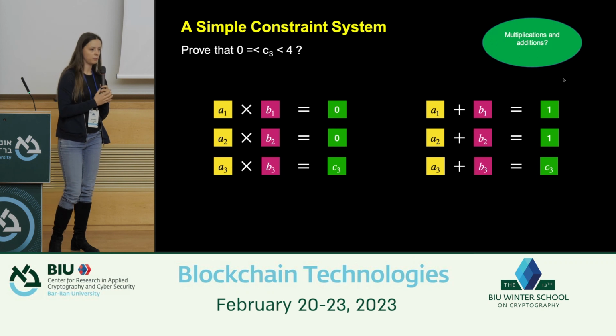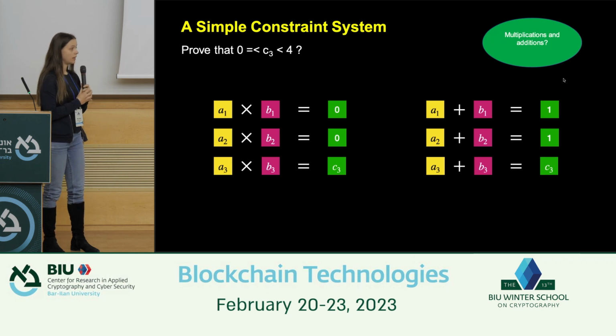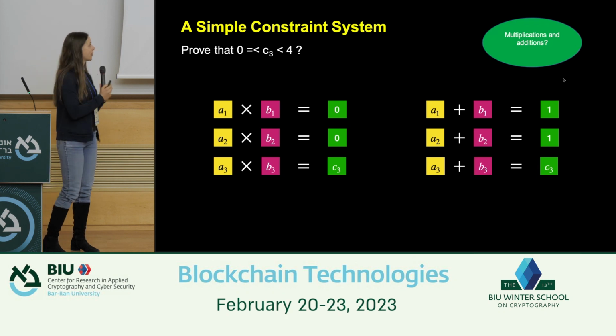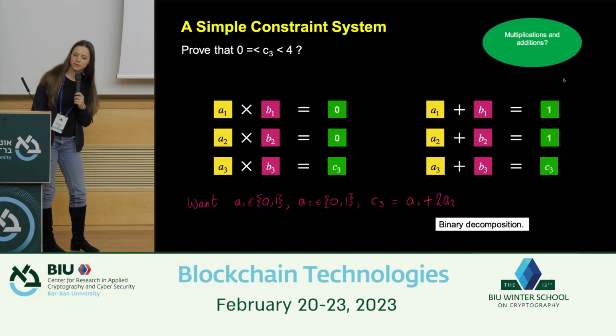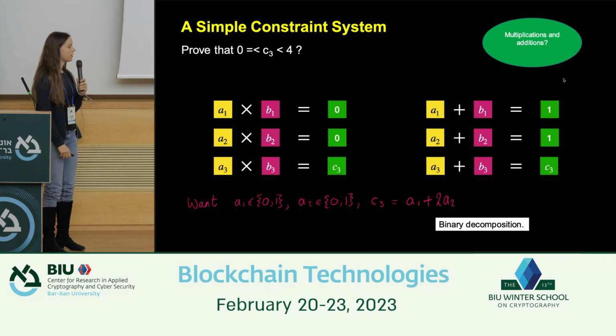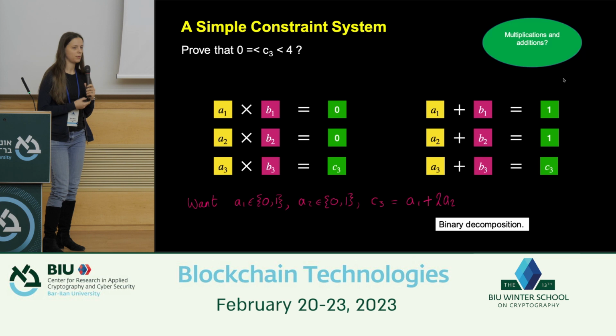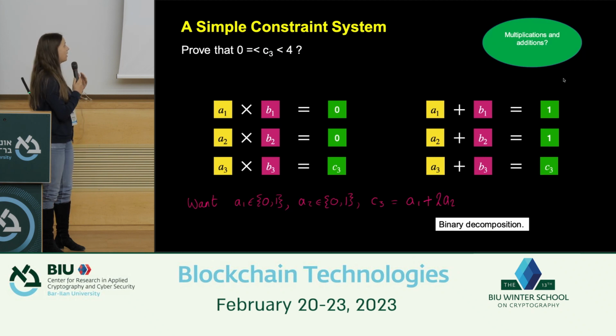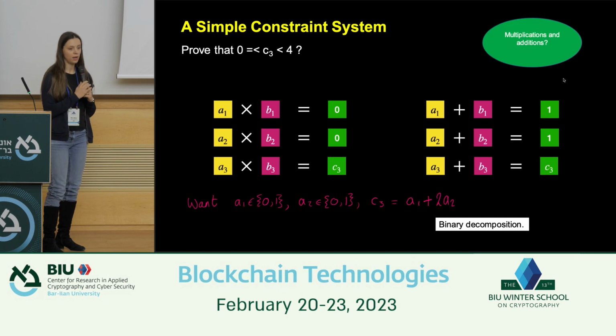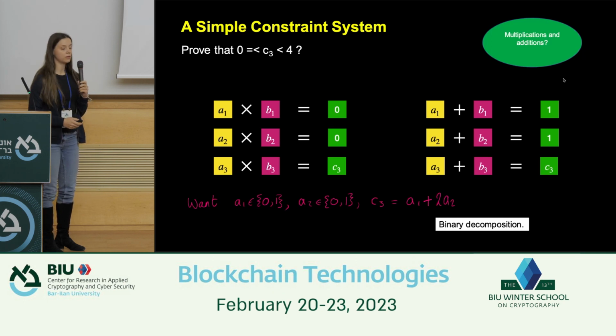If we have both multiplication and addition constraints, then we can say a bit more. We're still not going to be able to do it, surprise, surprise, but we can say more. Can you see that? That doesn't show up too well, does it? Okay. One thing that we always try to do is binary decomposition when we're trying to say that something is within a range. So if we have that A1 is between 0 and 1, and we have that A2 is between 0 and 1, and we have that C3 is equal to A1 plus 2A2, then we know that C3 must be within the range 0 to 4.